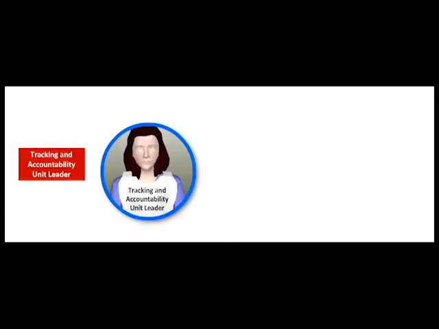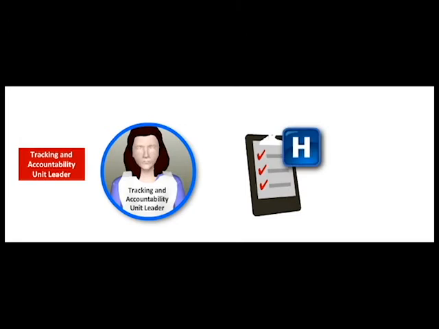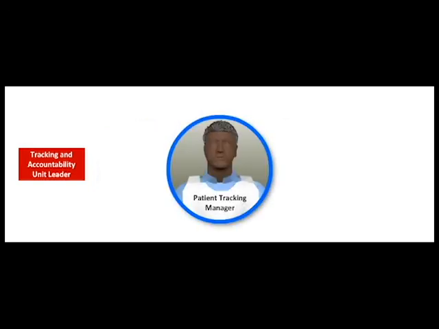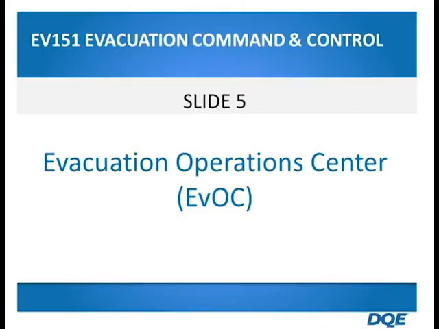The Tracking and Accountability Unit Leader is responsible for tracking patient destinations to ensure that each patient is transported to the appropriate facility or location. Patients will be assigned a destination in coordination with the Planning Section Patient Tracking Manager, which will be confirmed at the departure point. The ultimate destination for each patient and their time of departure are recorded on the HICS 255 Master Patient Evacuation Tracking Form.